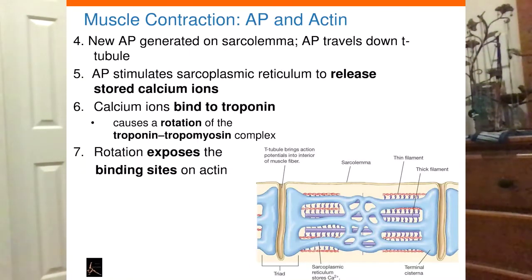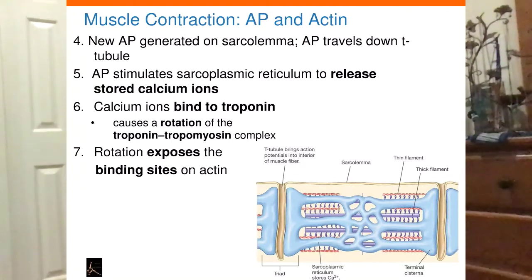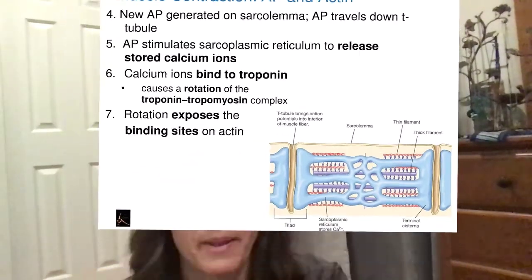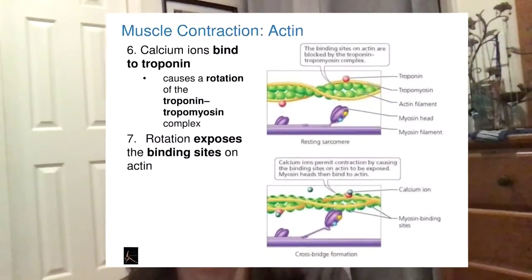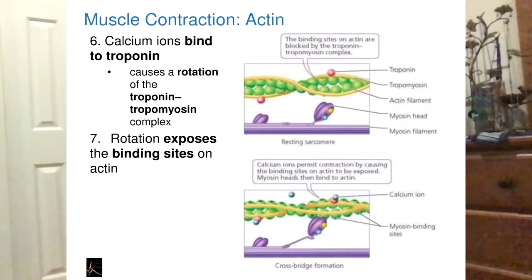And remember, the SR is surrounding each sarcomere, and the sarcomeres run along the length of the entire skeletal muscle cell. So there are several sarcomeres, and each one has their own SR with calcium in it. So calcium gets into the cytoplasm. And once it does that, here we see that it binds to the troponin.